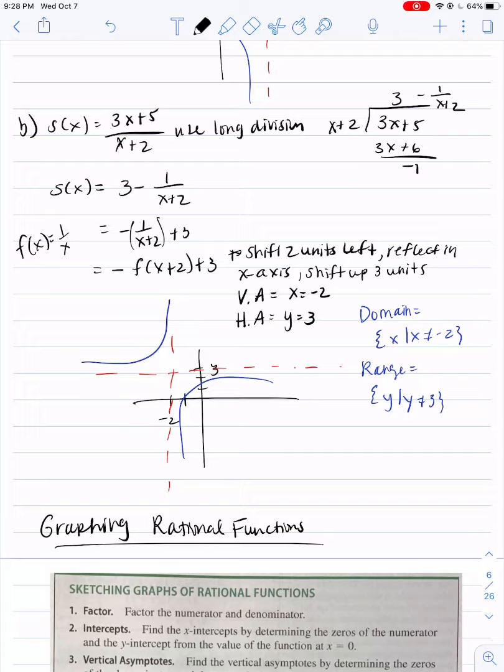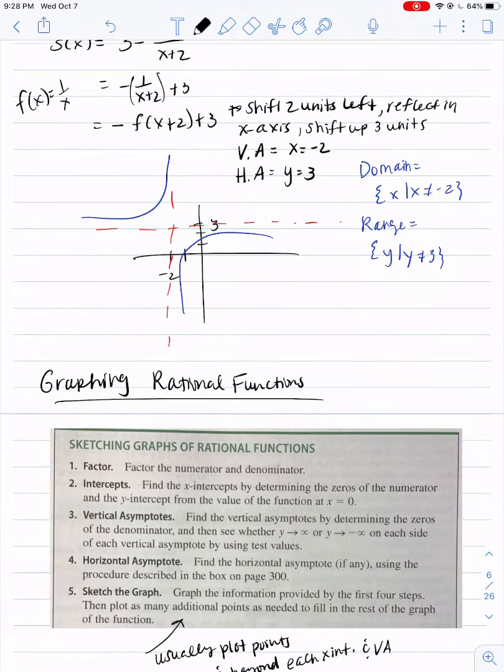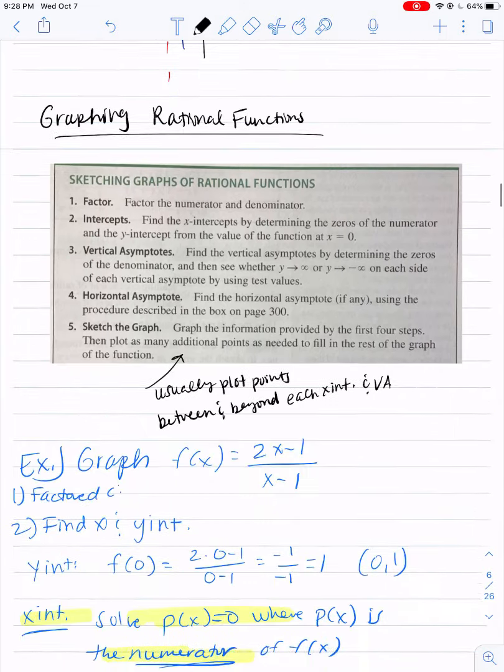equals 3. So our asymptotes actually help us graph them, and we're not having to do points and stuff and transform them. We just use our asymptotes. We can see our domain is x such that x does not equal -2, and our range is y such that y does not equal 3, because that's our horizontal asymptote.